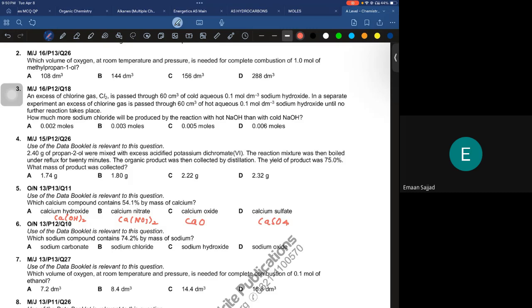So what you have to do, as I told you, जिस चीज की percentage find out करनी है, it should be in the numerator divided by the total multiplied by 100. Of course, calcium upon calcium hydroxide multiplied by 100. Calcium upon calcium nitrate multiplied by 100. Calcium upon calcium sulfate multiplied by 100. Calcium upon calcium oxide multiplied by 100. You would be getting the percentages. The one which matches this percentage, that is 54%, would be your correct option.